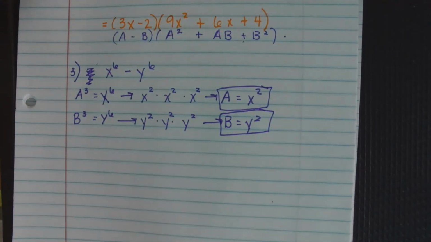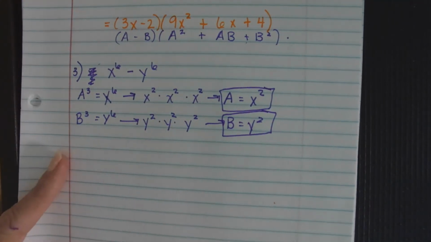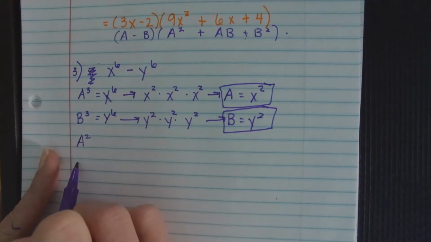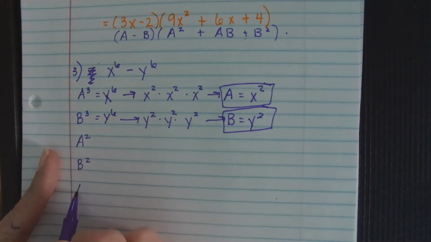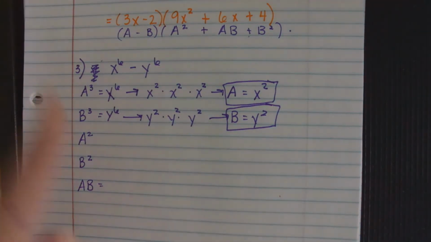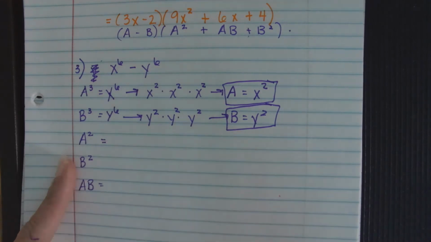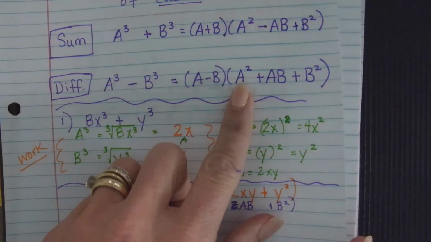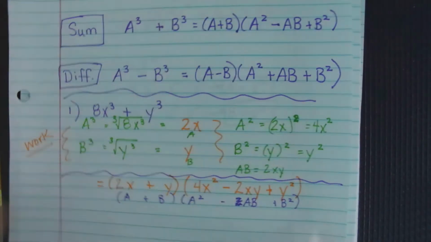Y'all want to go ahead and do the rest of the work? The a squared, b squared, and a times b. Okay? Because you're going to need that for the formula. Just a reminder, we're doing difference, so you need a squared, ab, and b squared.